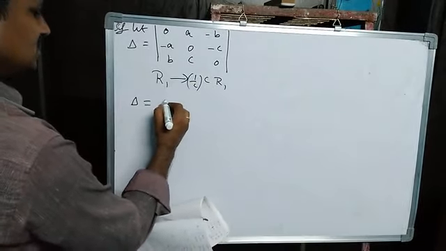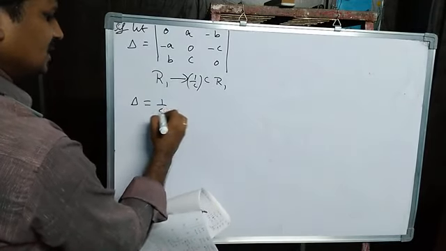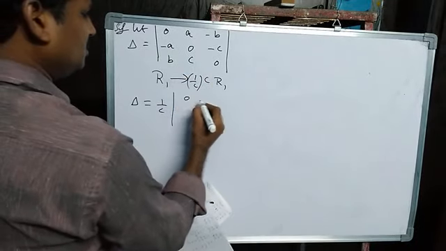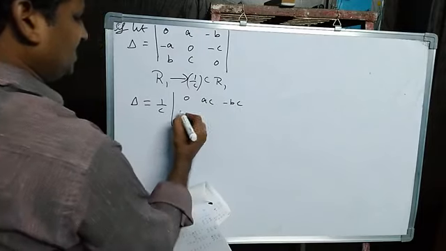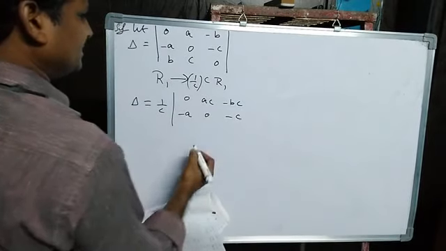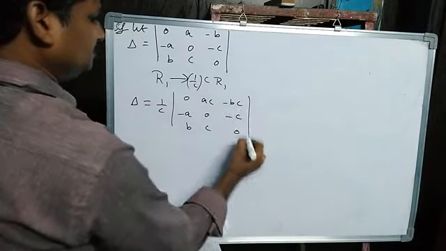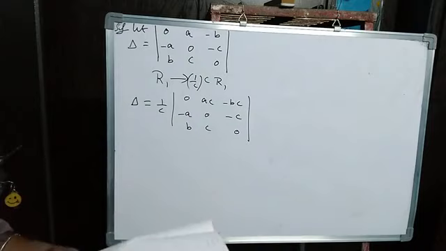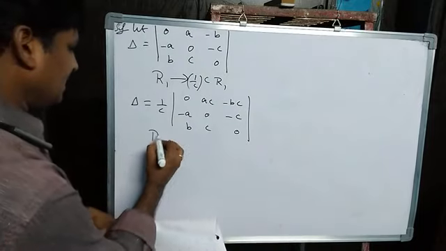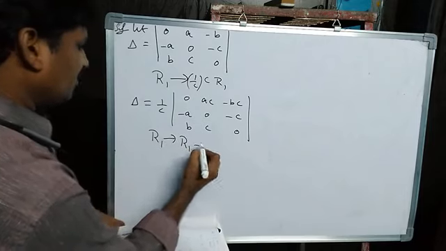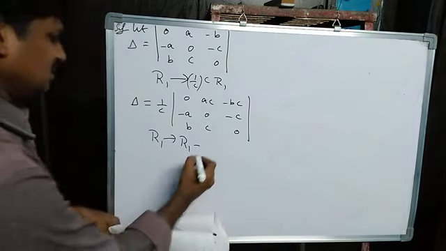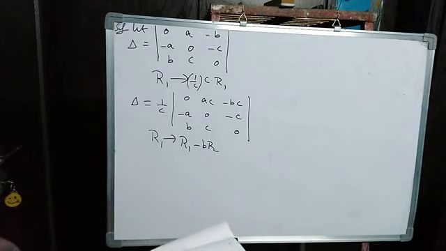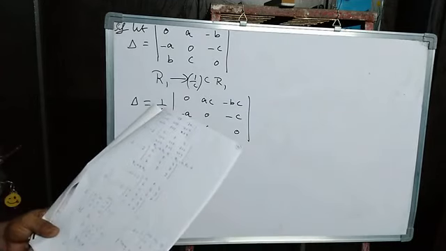Then delta is equal to, I multiply and divide by C, writing 1 by C outside. Then multiplying R1 by C: 0 into C is 0, AC, minus BC. Next, minus A, 0, minus C. Next, B, C, 0. To make this row and the third row equal, what operation do I apply now? Again R1 changes to R1 minus B R2. R1 changes to R1 minus B R2 I am applying.